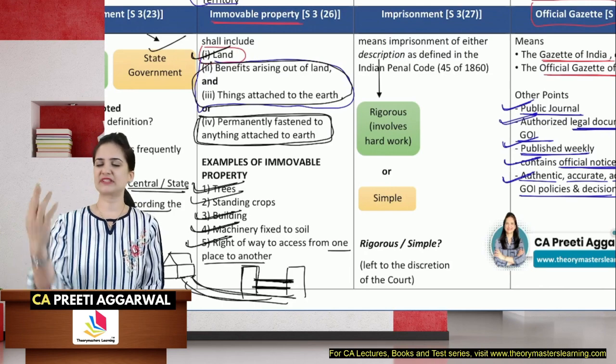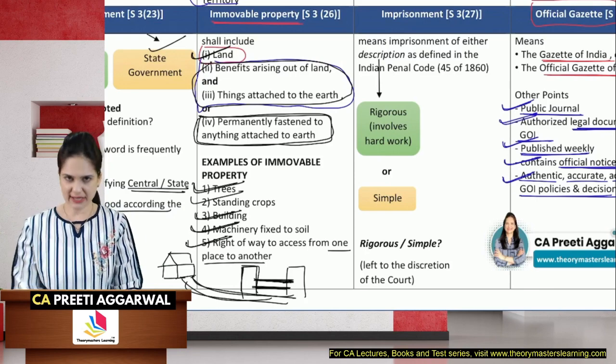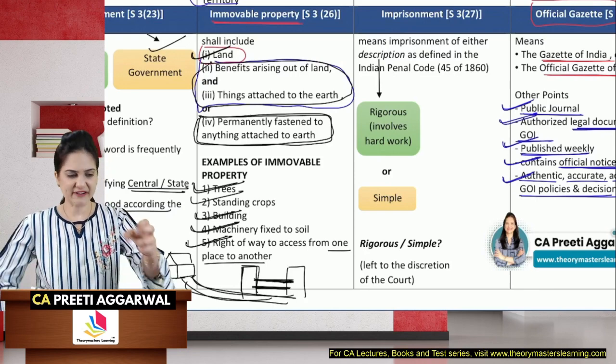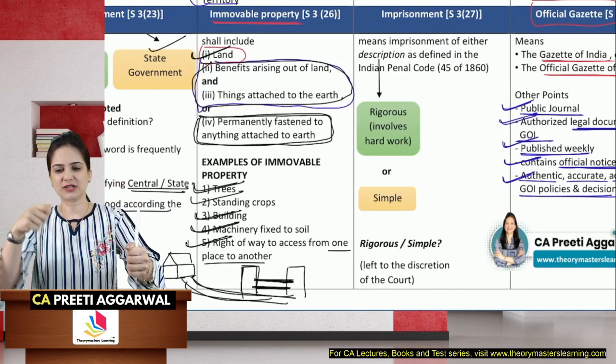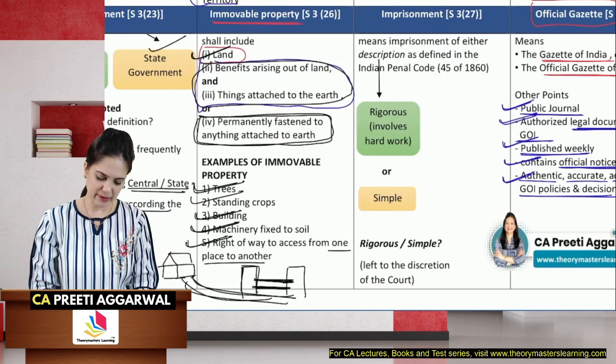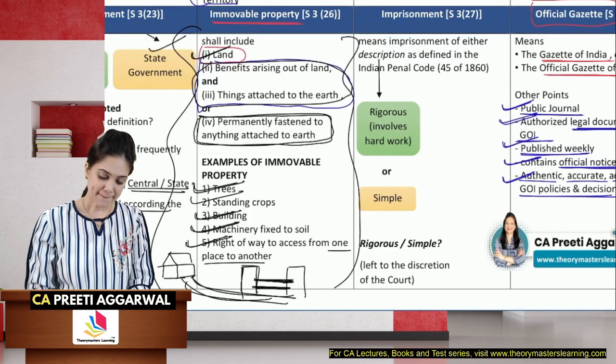We have land, we have benefits arising out of land, which includes trees, crops, grass, anything which is attached for the time being, anything permanently fastened to thing attached. So I have, this is the thing attached, I have attached the chain, so that is also considered as immovable. Definition is very important for exam. You need to memorize it as it is.